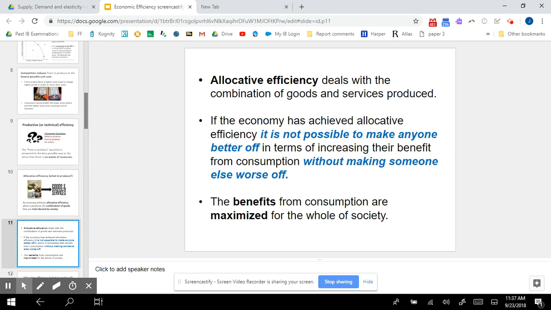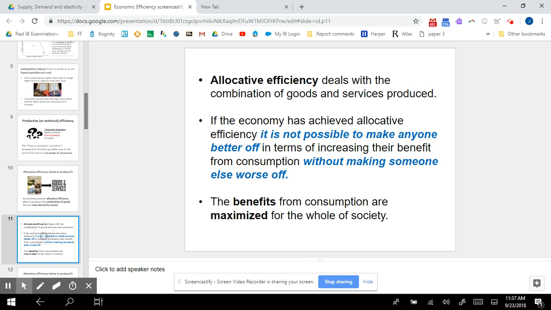Allocative efficiency deals with the combination of goods and services produced. If the economy has achieved allocative efficiency, it is not possible to make anyone better off in terms of increasing their benefit from consumption without making someone else worse off, because we are at the optimum for society. So the benefits for consumption are maximized for the whole of society.